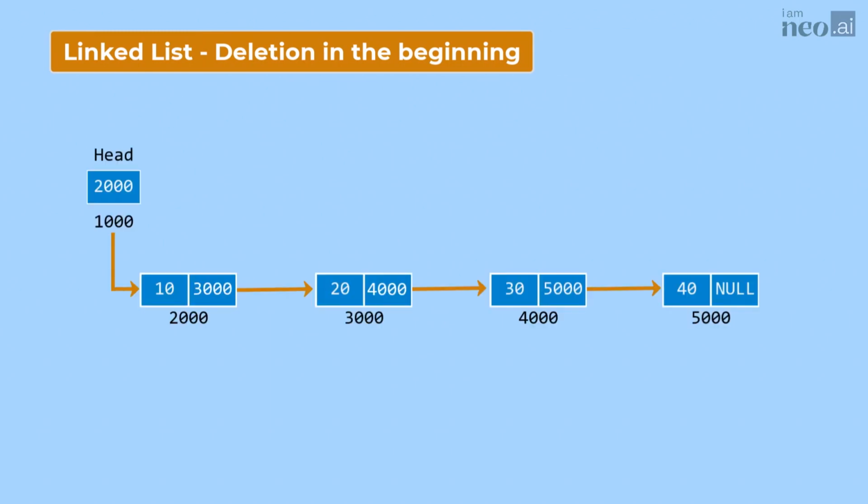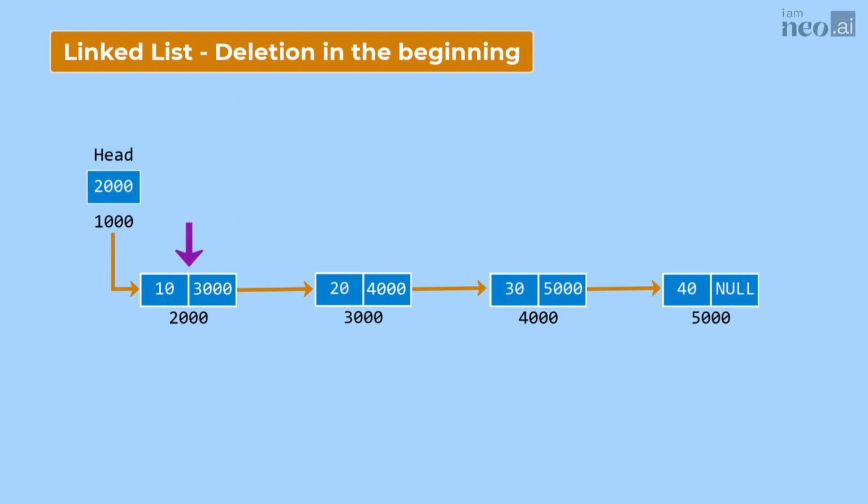Hello everyone. In this video, let's discuss how to delete the element in the beginning of the linked list. Okay, let's take a linked list. Here I need to delete this particular node. After deleting this particular node, this node should be the first node of the linked list. Let's take a temporary pointer variable and point to the first node.